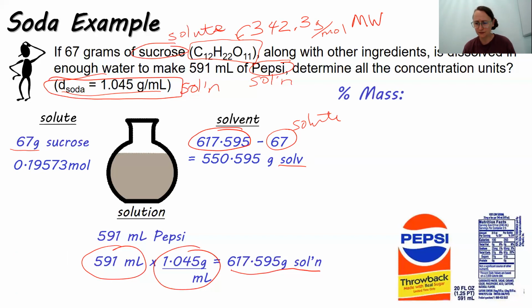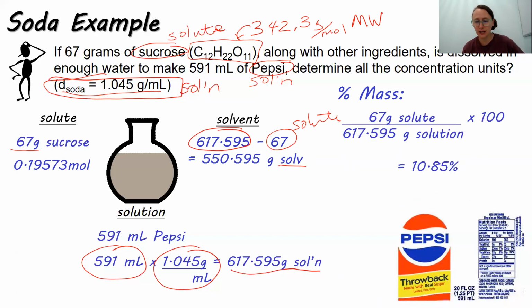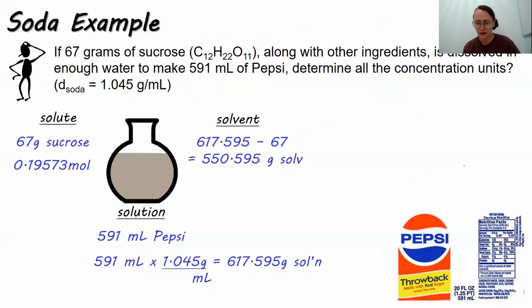Let's see if we have enough information to do a percent mass. So we need the part over the whole. We have the mass of the solute, and we have the total mass of the solution. So mass of solute over total mass of solution times 100 will give you 10.85%. All right, let's move on.